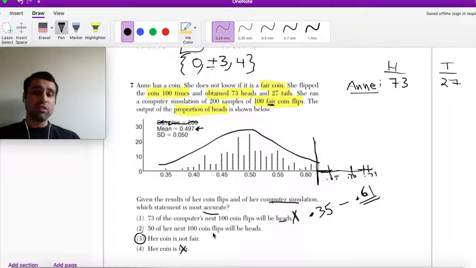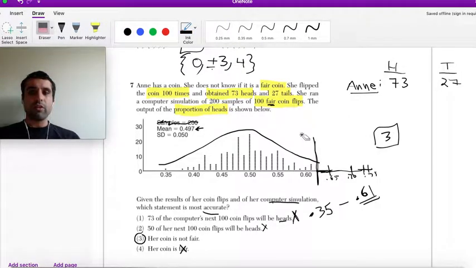50 of our next 100 coin flips will be heads. We, first of all, wouldn't know. We can't really predict that. And it's unlikely because her coin is not fair. So our answer is choice 3. That was one way to look at it. Now, pause the video because I'm going to go over one other part of this problem.